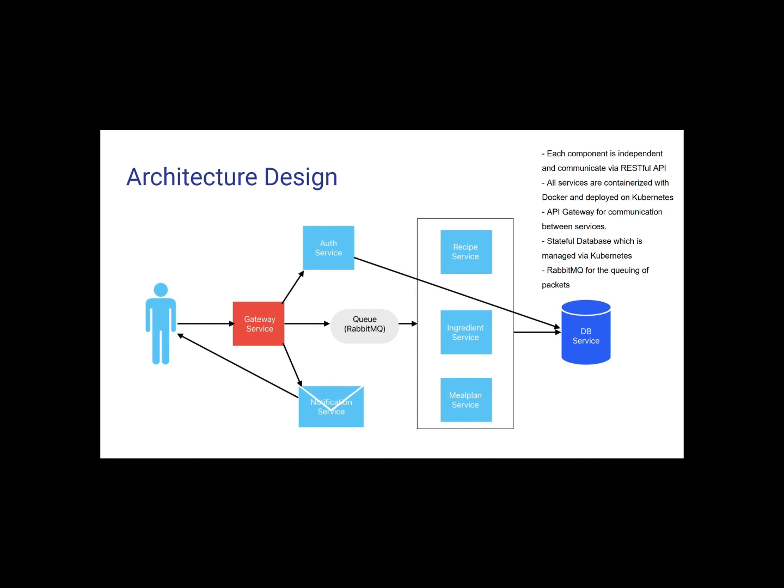So the architectural design of this system, we have the users and we have a gateway service that actually manages each of the other services like the auth service, the recipe, the ingredients, the meal plan, except for the notification service. Every one of these services goes through the gateway service except notification. Also, each of the components is independent and communicates via a RESTful API.